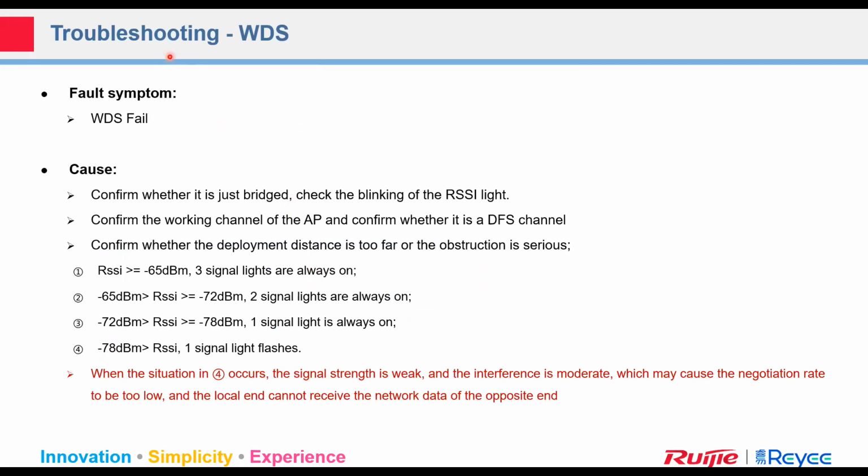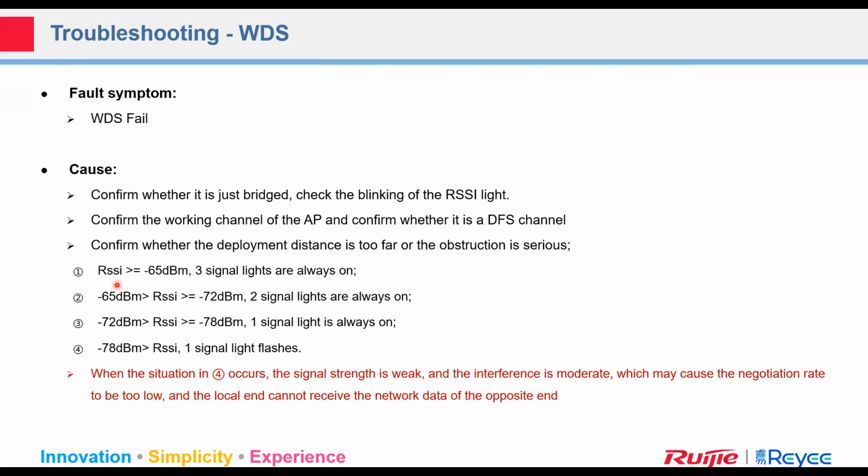So how do you troubleshoot if the WDS fails? First, check the blinking of the RSSI light to see whether it is a breach. By seeing whether the RSSI light is blinking or not, you can confirm that. Number 2, check the working channel of the AP and confirm whether it is a DFS channel. And lastly, confirm the distance. Is it too far or not?